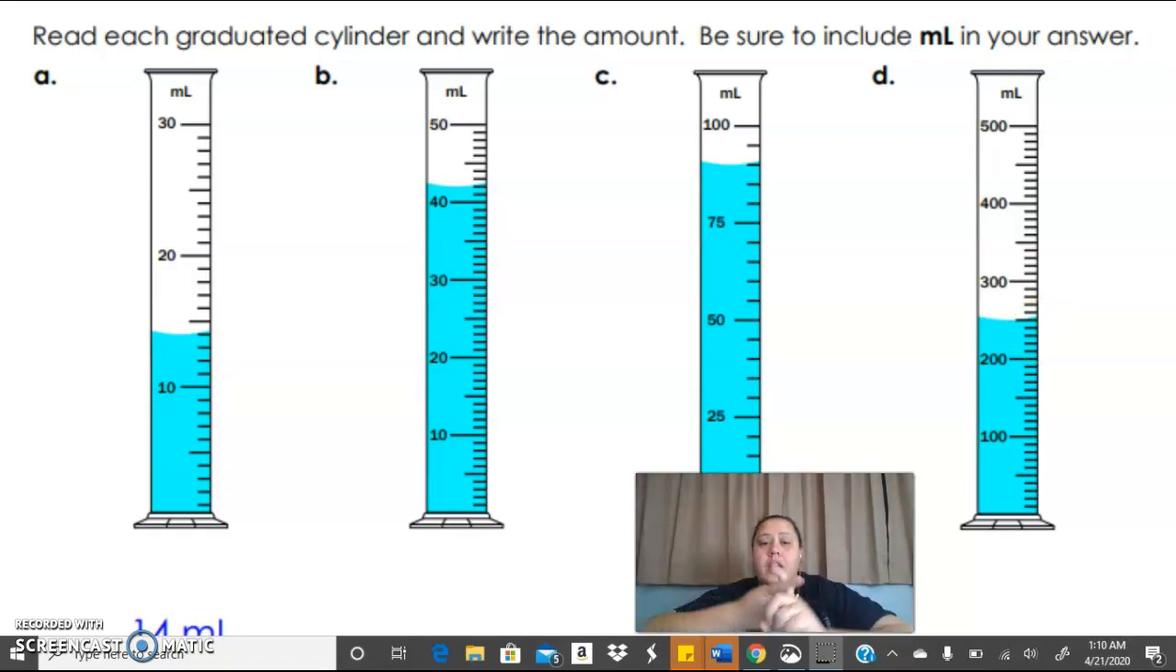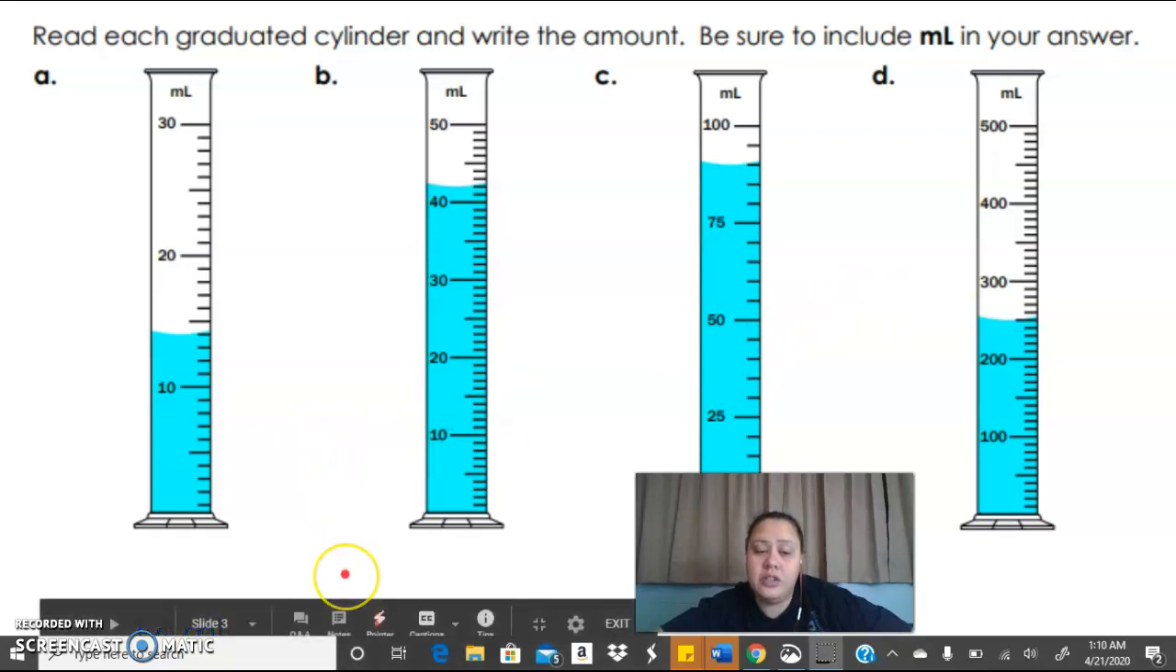Okay, so you're going to practice today. Make sure step 1, you figure out what the graduated cylinder is counting by. Once you know the measurements, verify that it is correct by counting and seeing if it makes sense, and then go ahead and see if you can determine the measurement. Make sure you're putting mL afterwards in your sheet.